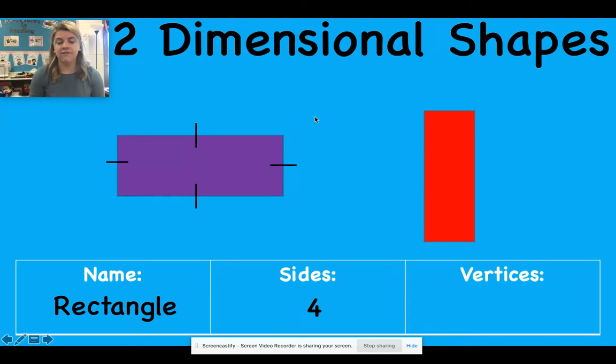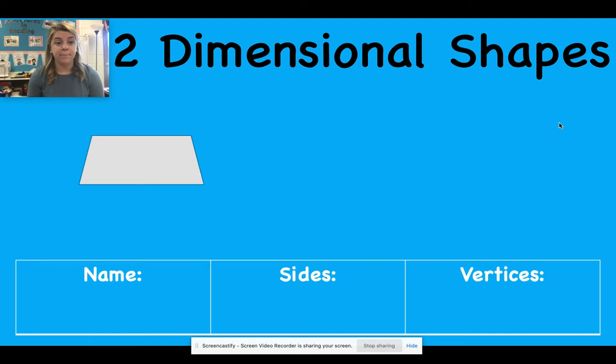And then let's look at the vertices. I want you to count the vertices and see if you can figure out how many a rectangle has. 1, 2, 3, 4. How many vertices does it have? 4. Very good. So fill that in your chart. 4 sides and 4 vertices. Let's look at our next shape.